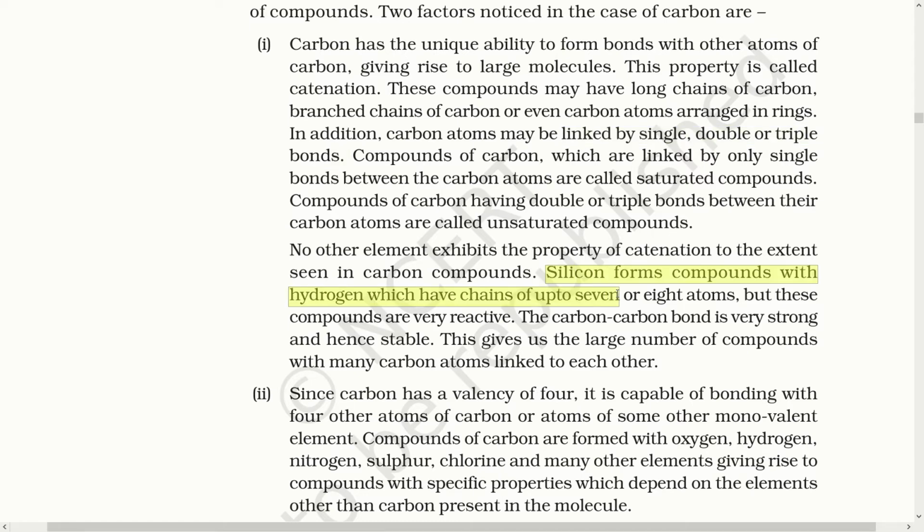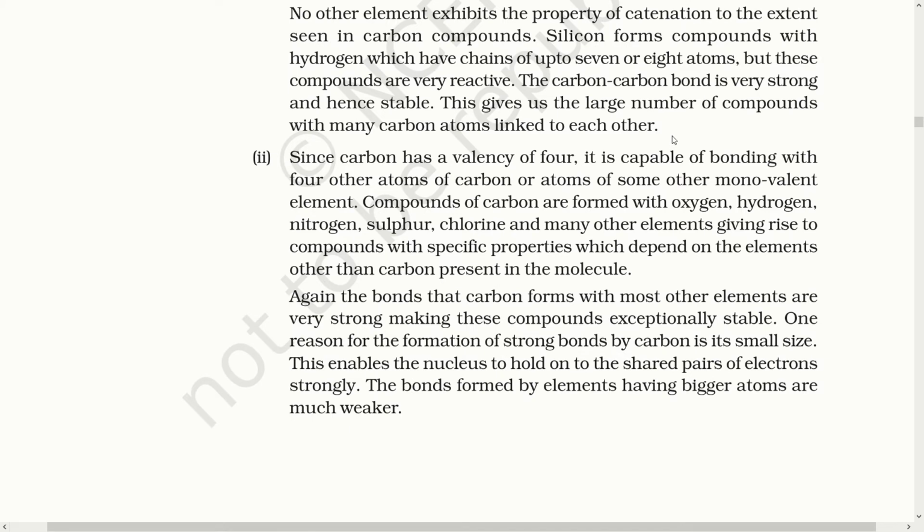Silicon forms compounds with hydrogen which have chains of up to 7 or 8 atoms. But these compounds are very reactive. The carbon-carbon bond is very strong and hence stable. This gives us the large number of compounds with many carbon atoms linked to each other. So that was the first point which showed us the importance of carbon formation of compounds in various ways, as well as the other elements have their own limitations, while carbon overcomes all the limitations and forms stable compounds.